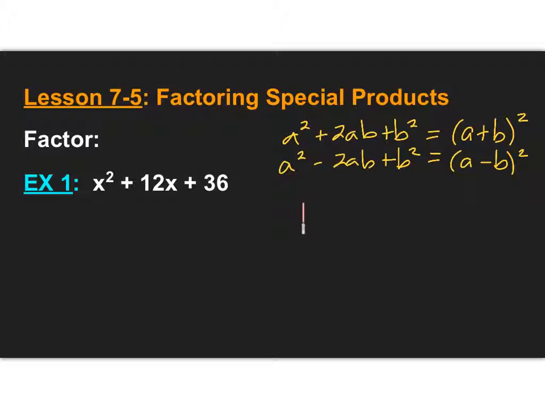And then the final test is to see, does the square root of your bookends, which the square root of a squared is a, and the square root of b squared is b, so does a times b, the square root of those bookends, times 2 match your middle term here.